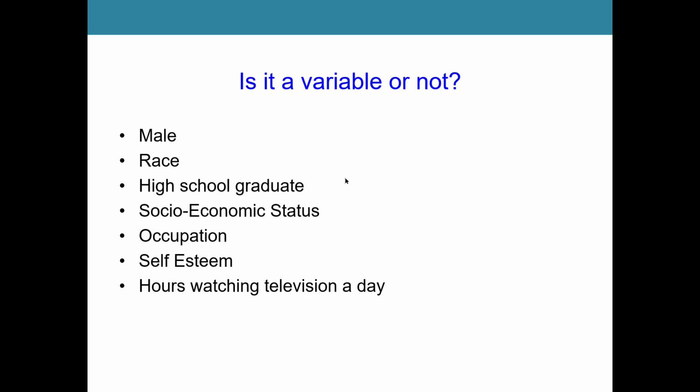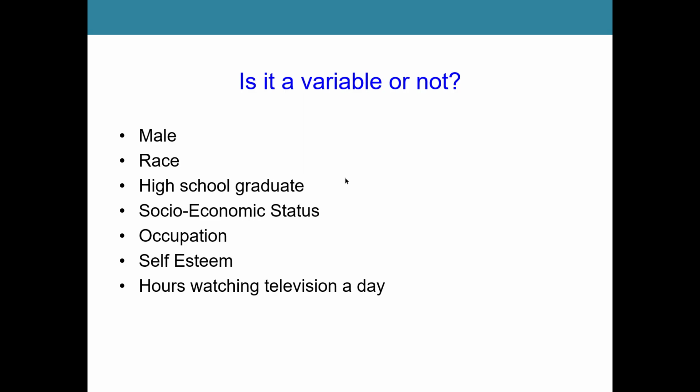Race, is race a variable? Yes, race is a variable. It varies. Some people identify as white, some people identify as black, some people identify as Asian. There's different options. You choose one. Hopefully it's mutually exclusive. I consider myself biracial because of my mom and my dad, so I usually take the other category. But notice it is mutually exclusive and usually it's exhaustive.